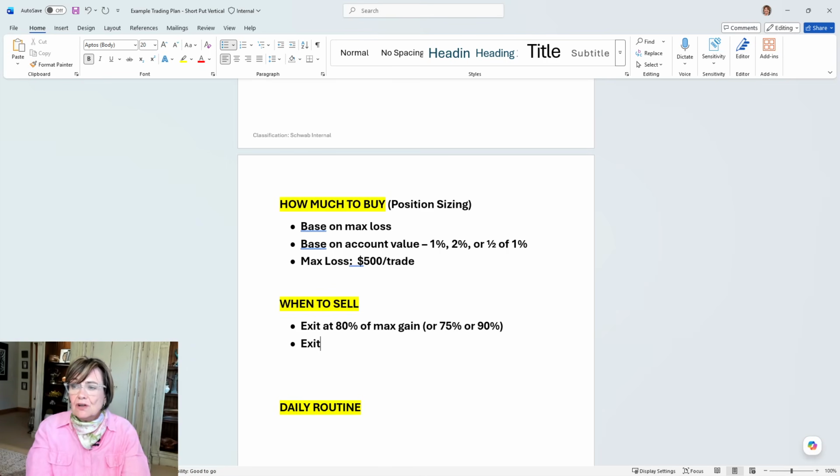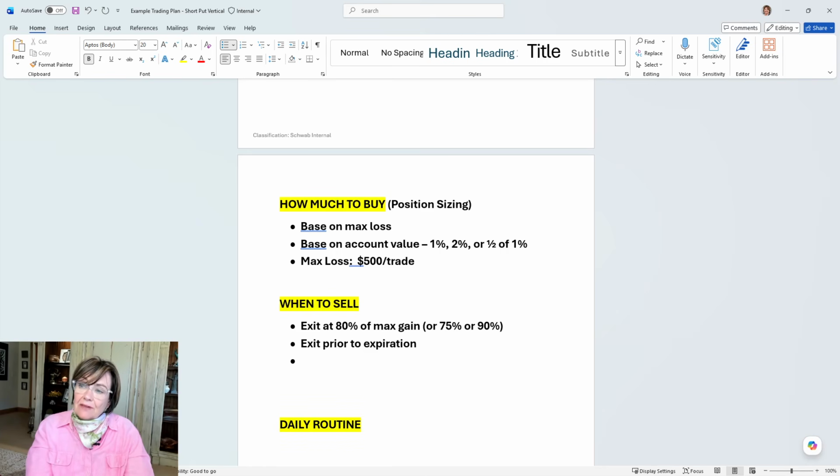We might say we want to exit in all cases prior to expiration. And this avoids having the potential issue of something closing in between the strikes, where the short strike is exercised and the long strike is not. And then you're at risk for greater than your max loss. So if we exit prior to expiration, we avoid that potential problem.